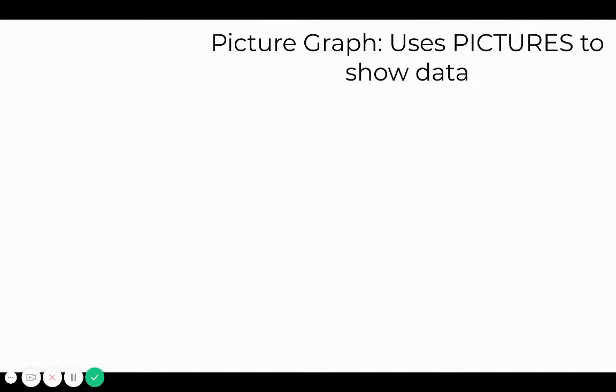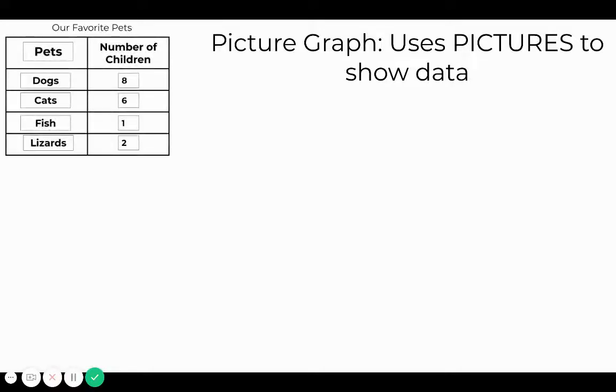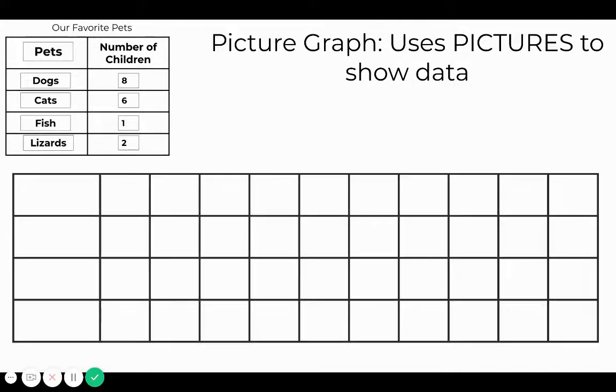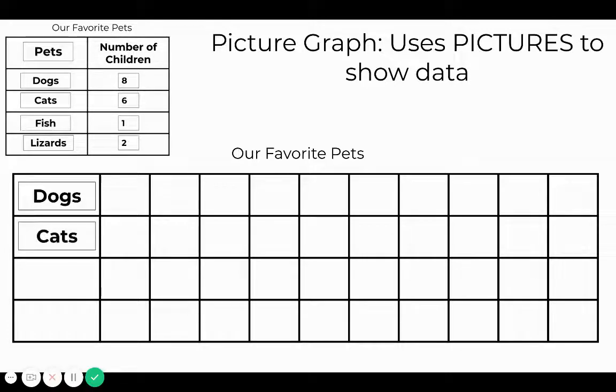Remember, a picture graph uses pictures to show data. And I know there's been some confusion about this, so pay close attention to how I use pictures today. I'm going to need to look at my chart to remember how many people voted for each category. But before I use any of those numbers, I want to go ahead and set up the picture graph. I start by adding a title to the top, and I'm going to use the same title from before, Our Favorite Pets. Then I want to fill in the 4 categories, dogs, cats, fish, and lizards.